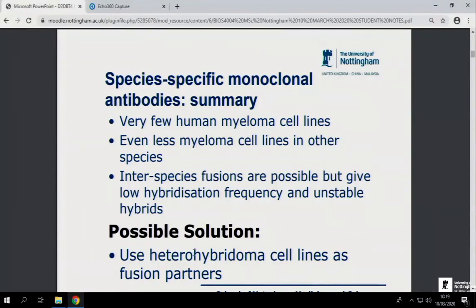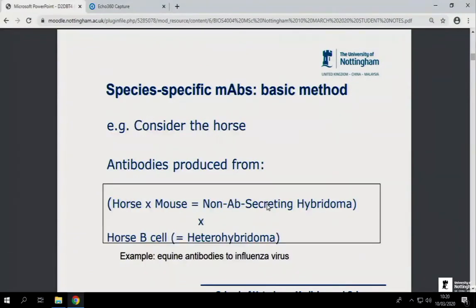If you're making monoclonal antibodies, you really want to make them from humans. You want human myeloma cells fused that make a monoclonal antibody, but there are very few of those myeloma cell lines around. There's even less myeloma cell lines around other species, so interspecies fusions are possible and indeed have been used, otherwise I won't tell you about them. And they're called heterohybridomas. There's one example here, and I don't want you to read into this much more than this, but just to say that this feature exists.